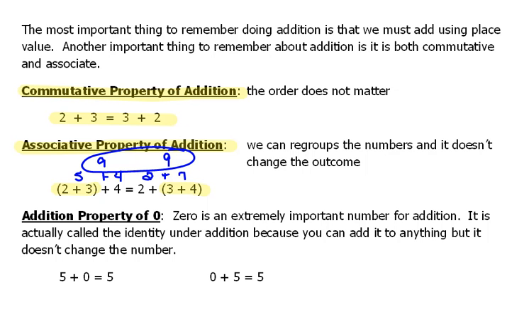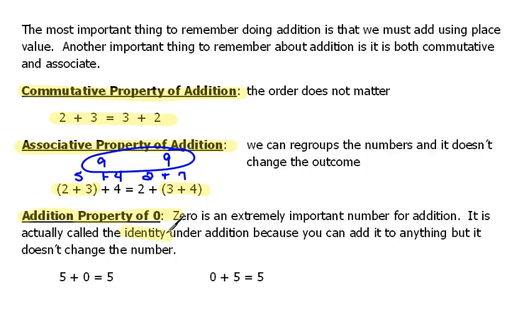The last property that we need to talk about is called the addition property of 0. Now, 0 is a very, very important thing for addition. It's actually called the identity under addition. And if you think about what that means, just think about your identity. Your identity does not change, even though you may be wearing a different outfit, or you may be at home or at work or at the movie theater or anything like that. Your identity doesn't change. Well, the identity for mathematics, or especially for addition, is what you would add to something, and it doesn't change the item.